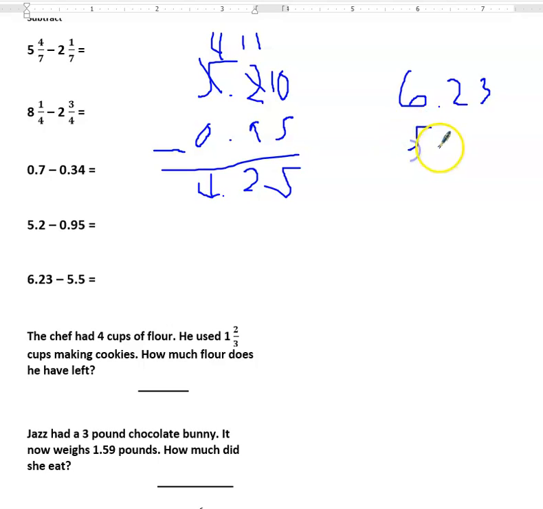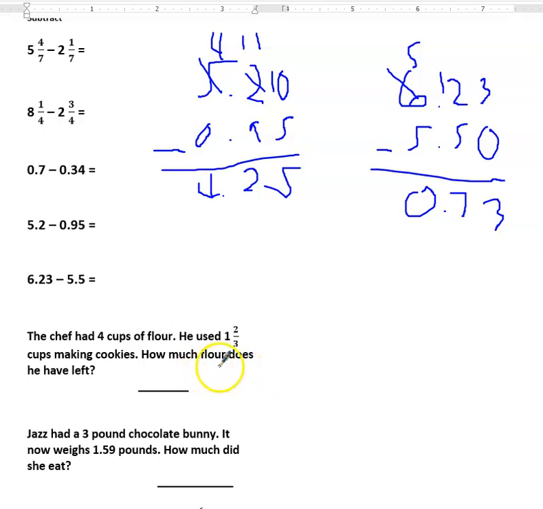minus 5.5. Remember, make sure those decimal points are lined up. That's the whole thing. And then add zeros where I don't have a number. And then it's just plain old subtraction like we always do. 0.73.